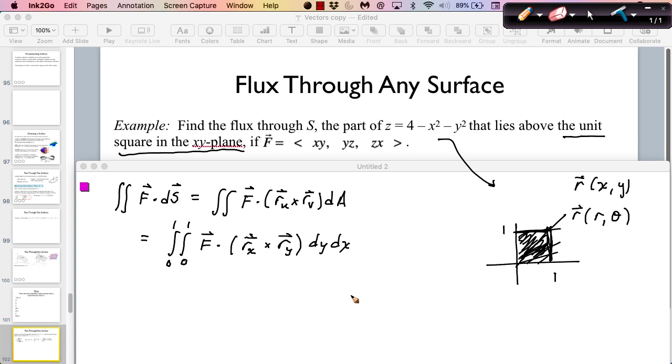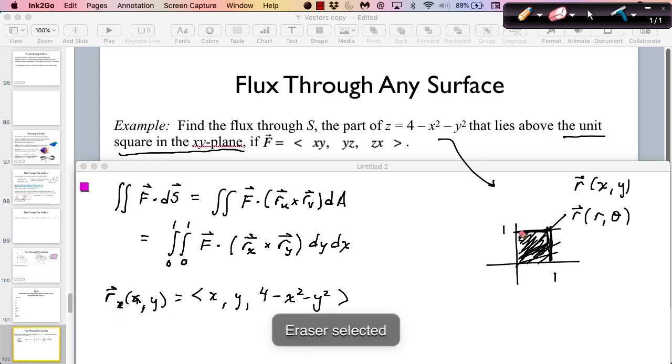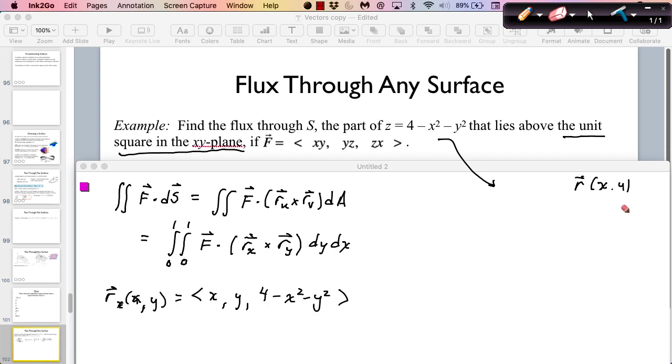So good, right? So what is our parameterization? x, y, and z is 4 minus x squared minus y squared. Agree? Cool. And in order to write this flux integral, what do we need to do? Take the partial for x and the partial for y. Remember, that's like finding the edges of the parallelogram. The Rx is like one edge, the Ry is like the other edge, and then we're getting the area vector for that little parallelogram. And then we're going to do the cross product.